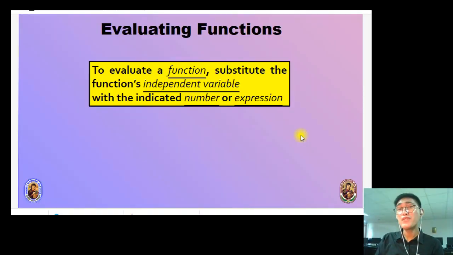Good day, students! This is our second video lesson for our asynchronous schedule in our subject General Mathematics, and today we will be talking about evaluating functions. To evaluate a function, we just substitute the function's independent variable with the indicated number or expression. When we say independent variable, we are referring to the values of x or the input. When we say values of x, we refer to this as the domain, while the y variable is also called the dependent variable or the output, and we call their values the range.